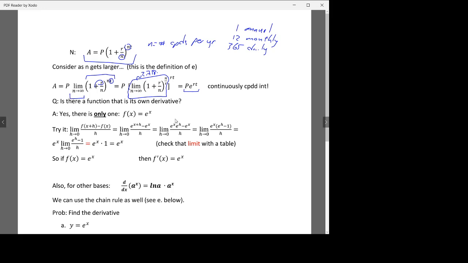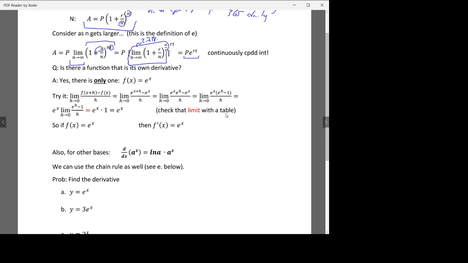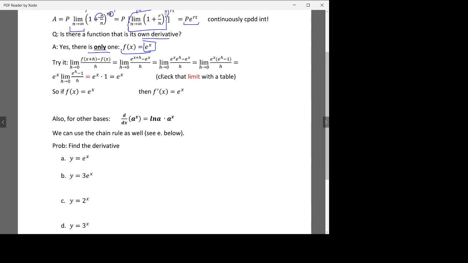And there is a question: is there a function that is its own derivative? And the answer is yes. There is one unique function that's its own derivative, and that's this e to the x. So if you want to play with this, I'll let you look at this on your own time, but basically you can just go through and figure this out. I gave you enough detail there, you can see the proof.